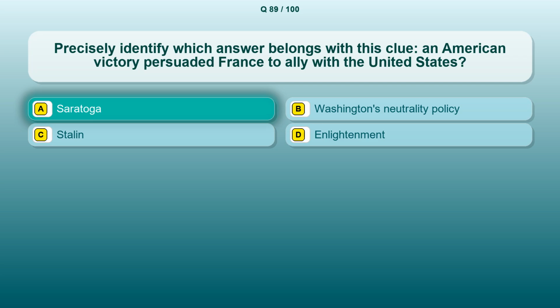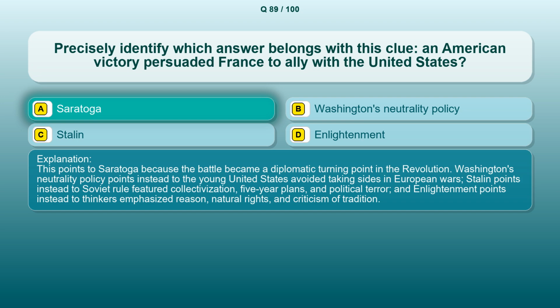The correct answer is option A, Saratoga. This points to Saratoga because the battle became a diplomatic turning point in the revolution. Washington's neutrality policy points instead to the young United States avoided taking sides in European wars. Stalin points instead to Soviet rule featured collectivization, 5-year plans, and political terror, and Enlightenment points instead to thinkers emphasized reason, natural rights, and criticism of tradition.